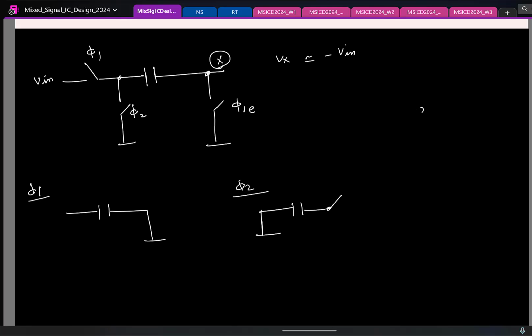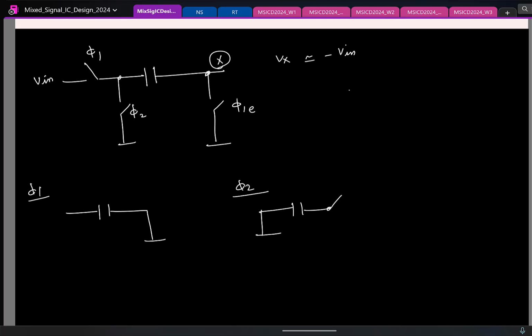So the charge injection isn't due to phi 1 being turned off? It can happen any time. No. It will happen only when phi 1 is turned off. But that's what I'm saying, at phi 2 you will have charge injection from M1, right? No, why?